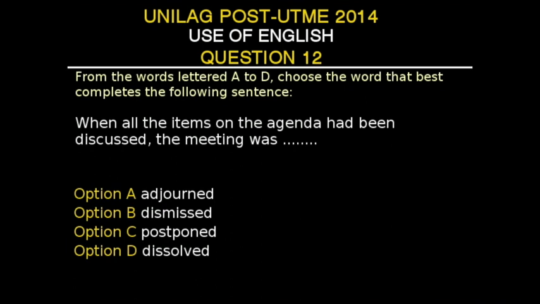Finally, dissolve is to end an official organization or a legal arrangement. So you can dissolve a marriage, you can dissolve a committee of the organizations. Therefore, dissolve also fails to meet our criteria. Now, the correct answer to this question is option A, adjourned.